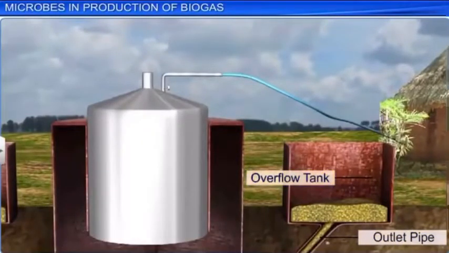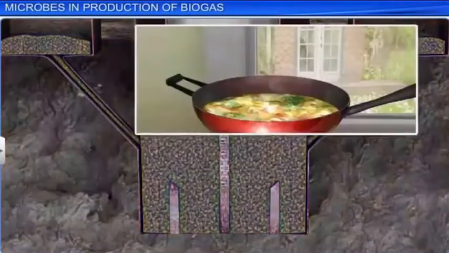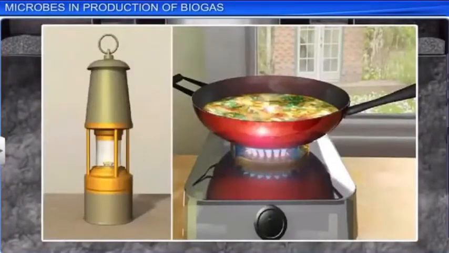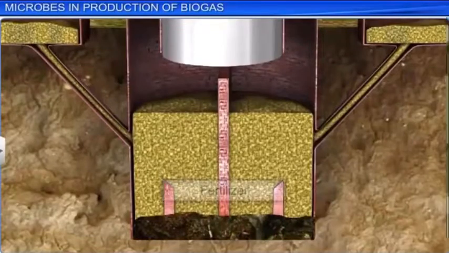The biogas generated reaches nearby houses via an outlet pipe, where it is used for cooking and lighting. The remaining exhausted slurry can be used as fertilizer.